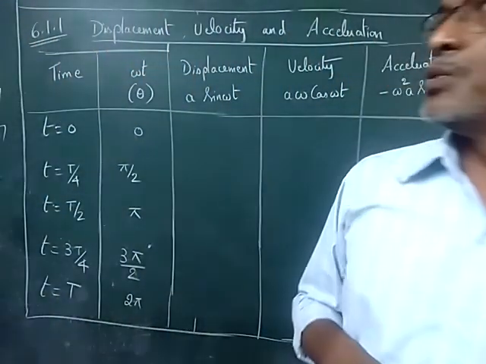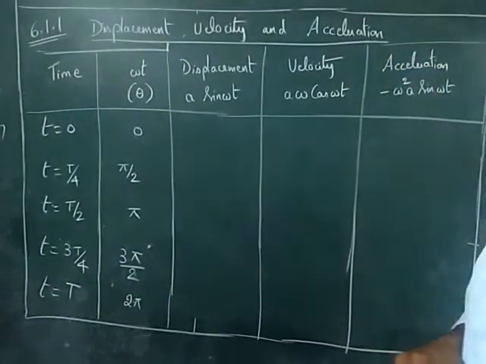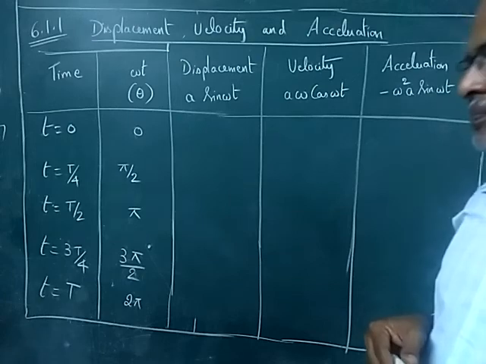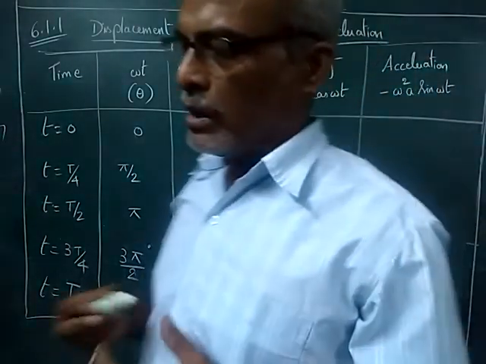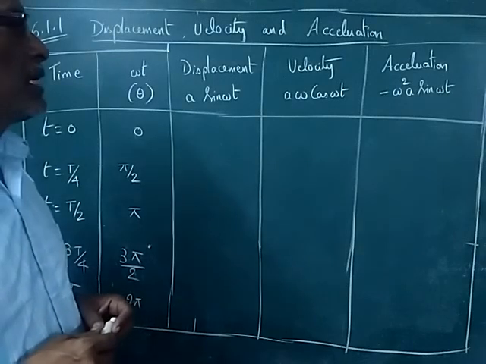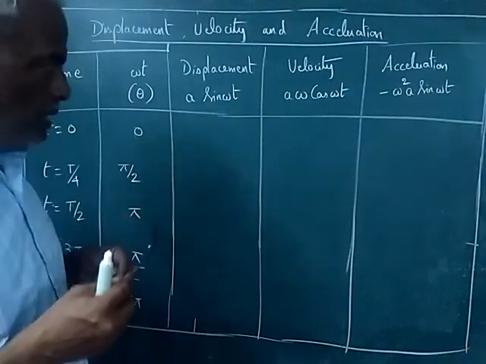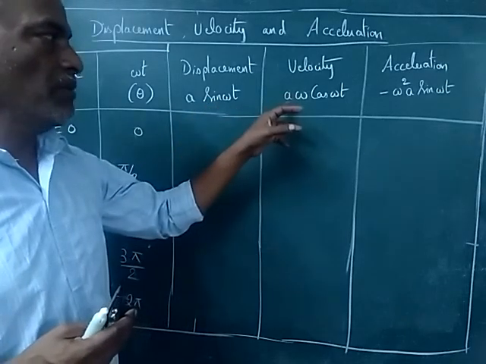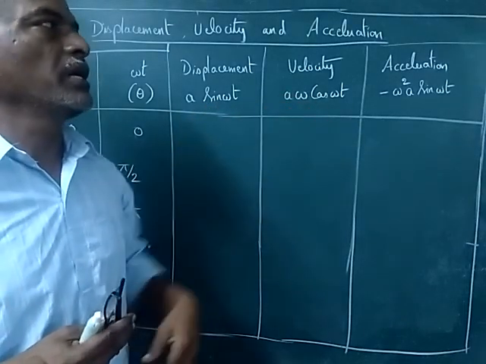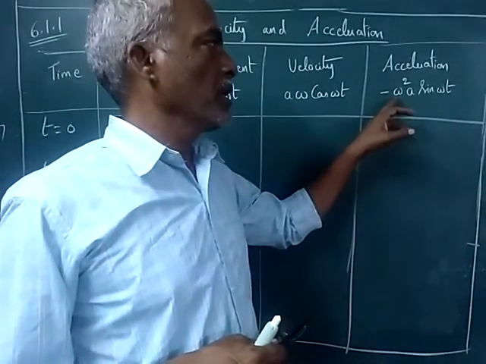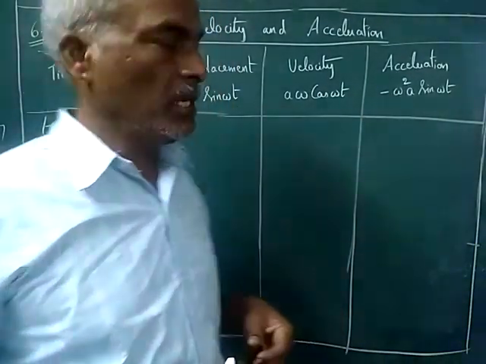Hello viewers, today we are going to see about displacement, velocity and acceleration. Already we have derived the final equation for displacement, velocity and acceleration. Displacement is given by a sin omega t, velocity is given by a omega cos omega t, acceleration is given by minus omega square a sin omega t.